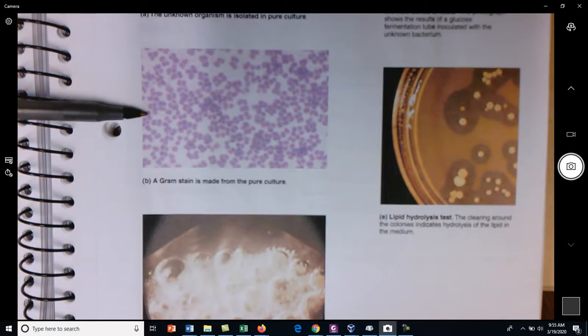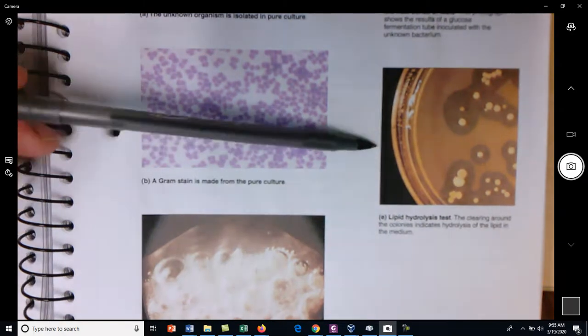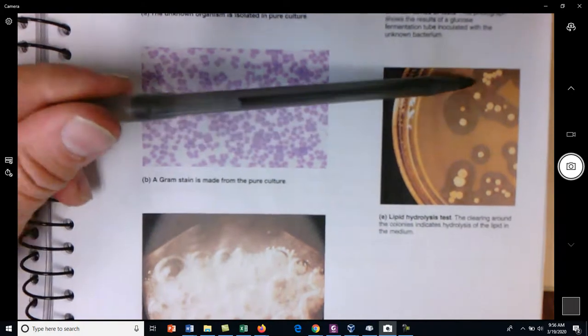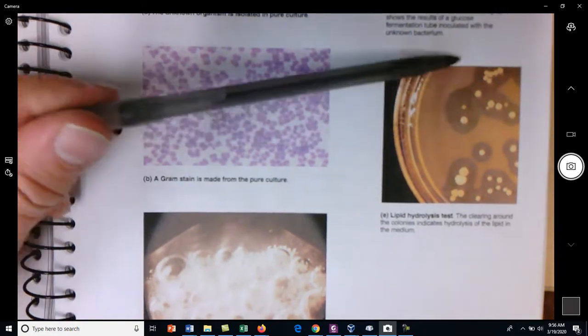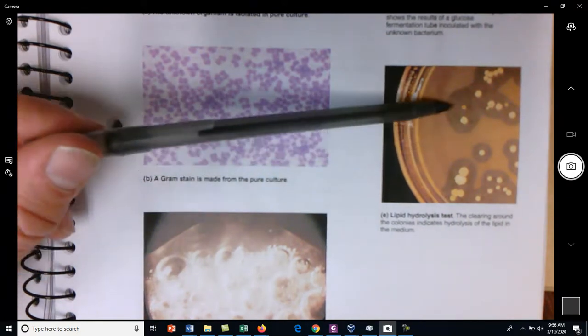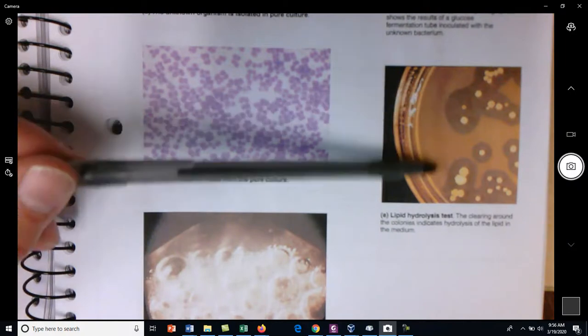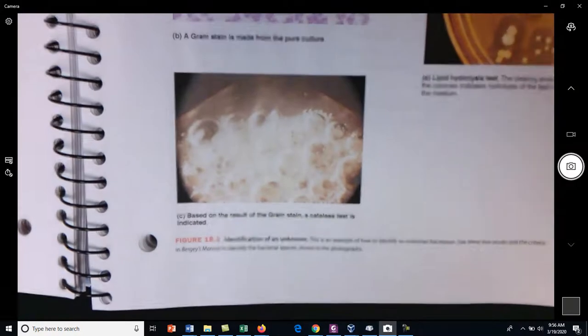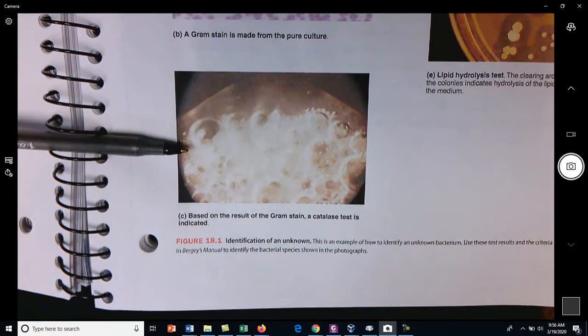And then next we have a gram stain. And although this is really difficult to see on a webcam, it's purple. Then you have a lipid hydrolysis test showing that the bacteria can hydrolyze lipid. This is not a Kirby-Bauer test, but these are colonies of bacteria, and you see clearing where lipid was in the media, sort of like the starch hydrolysis test, only instead of looking at starch, you're looking at fat. So this can hydrolyze lipid. And then finally, we have the catalase test, and you can see that it bubbled and it's catalase positive.